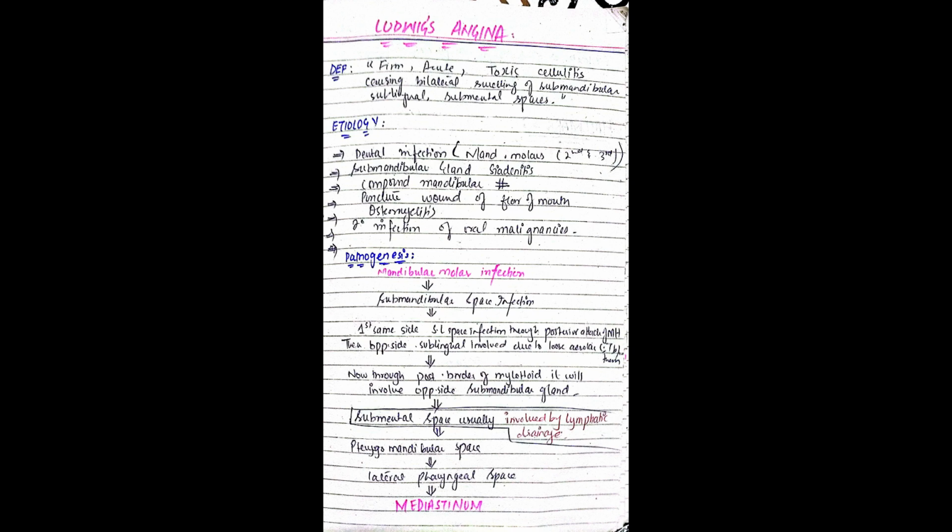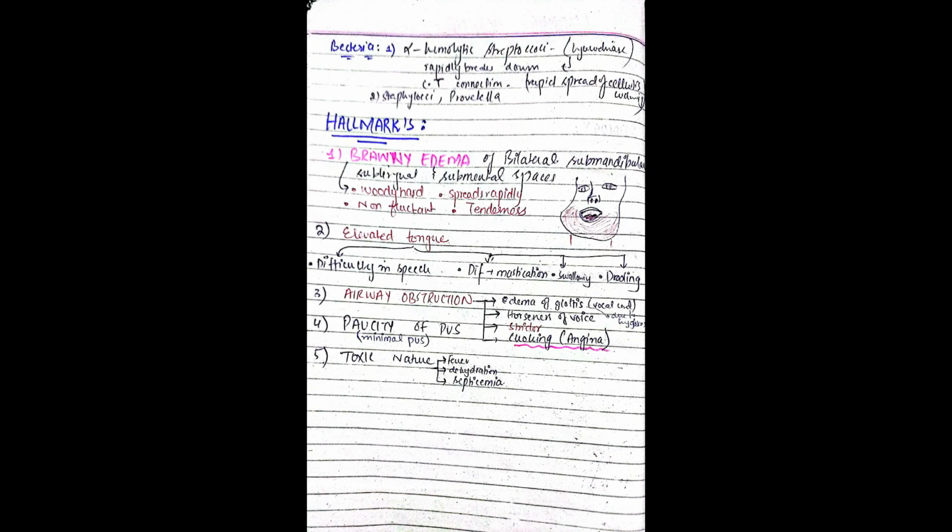The submental space usually gets infected by spread through lymphatic drainage. In more advanced cases, the infection can further spread to the pterygomandibular space, and from the pterygomandibular space it can spread to the lateral pharyngeal space, gaining easy access into the mediastinum. The bacteria most probably responsible include the alpha hemolytic streptococci group, the staphylococci and the Prevotella group.